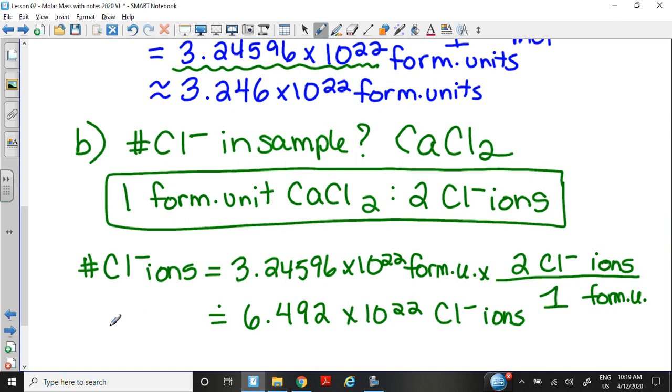So the question's saying in our sample, we have this many formula units or this many calcium chlorides. How many chloride ions specifically are in there? For 1 calcium chloride, I have 2 chloride ions. When I have this many, I should have a lot. The ratio is 1 to 2, so we've got this really big number down here. So hopefully that helps understand a little bit more about converting between mass, moles, and particles. This one's probably one of the trickier things to get your head around. So just make sure you practice a lot, post any questions that you have, and reach out for help if you need it.